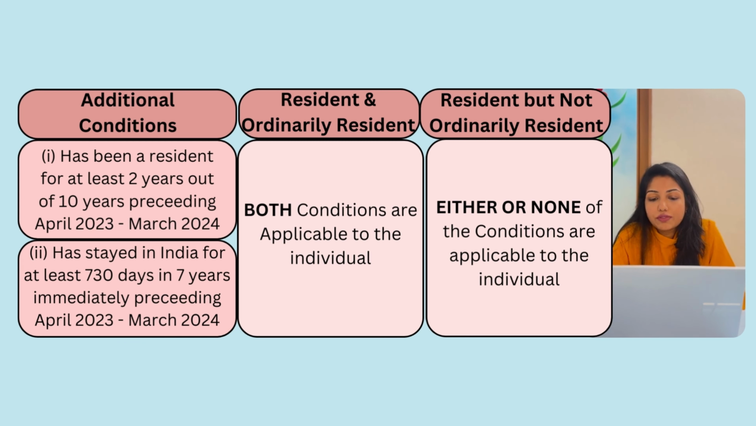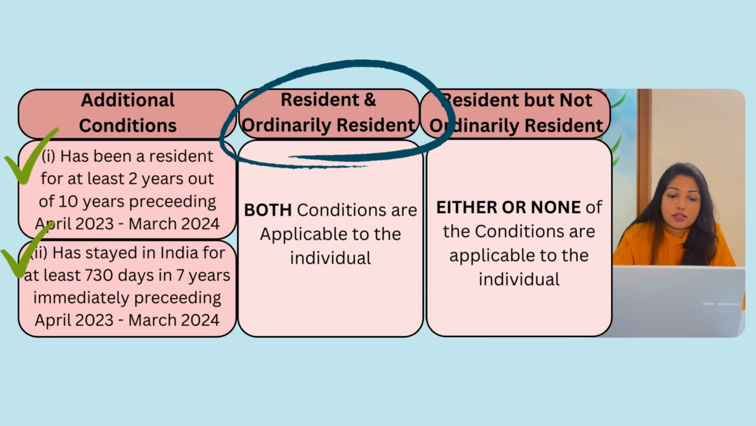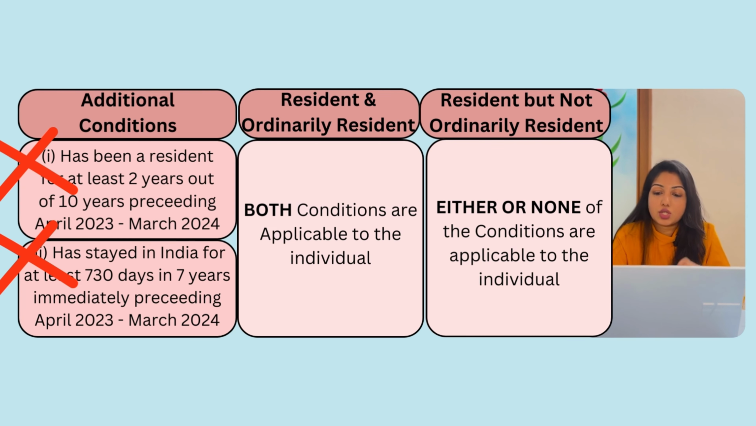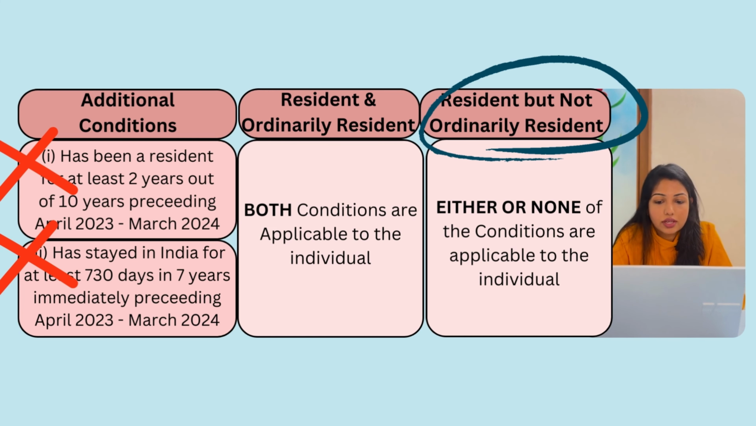So only if you fulfill both these conditions, then you are a resident and ordinarily resident. If you have fulfilled only one of these conditions, or let's say none of these two conditions, then you will be a resident but not ordinarily resident. So at this point, if you could fit yourself into any one of these categories, then it means that you have identified your residential status.